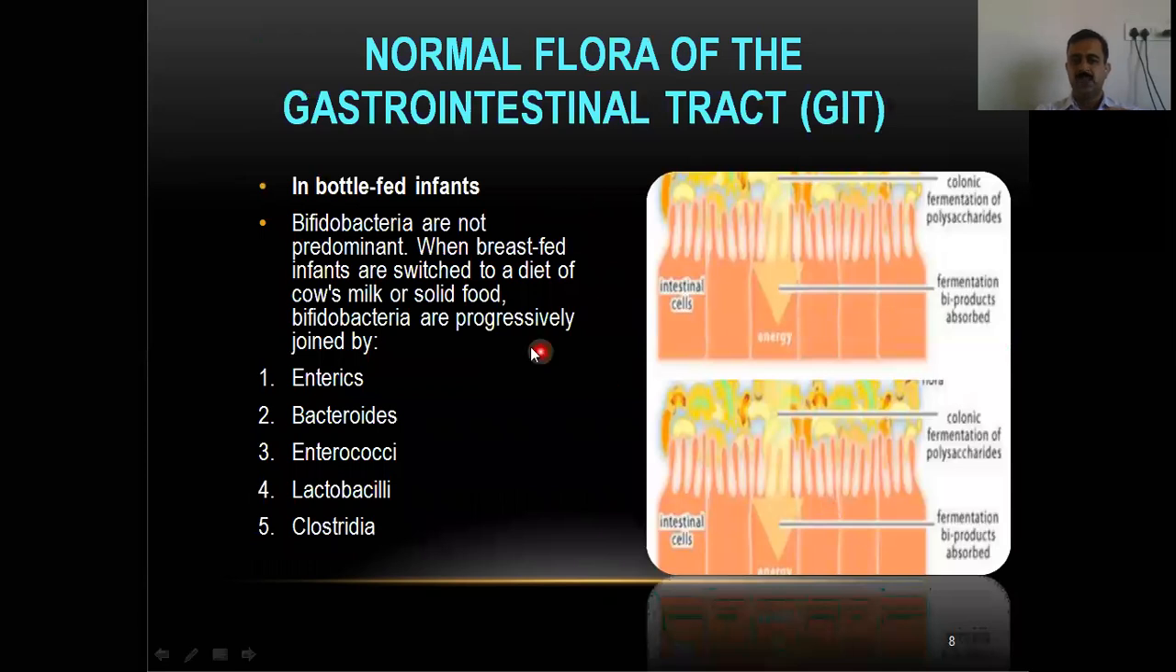Now, in bottle-fed infants, bifidobacteria are predominant, whereas in breastfed infants, when they switch off their diet to cow's milk or solid foods, bifidobacteria are progressively joined by other bacteria. Which bacteria come through the milk? Enterics, bacteroides, enterococci, lactobacilli, and Clostridium. These are all bacteria which start to colonize after the birth of a human being.